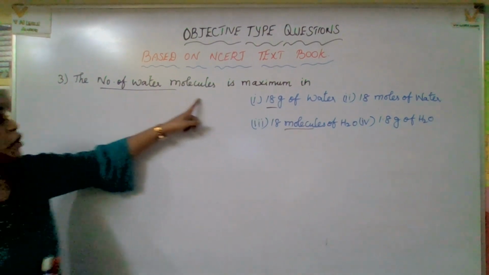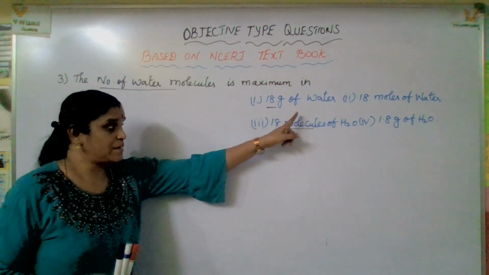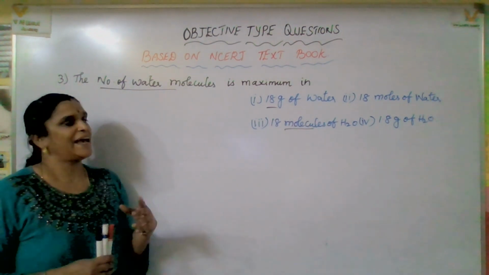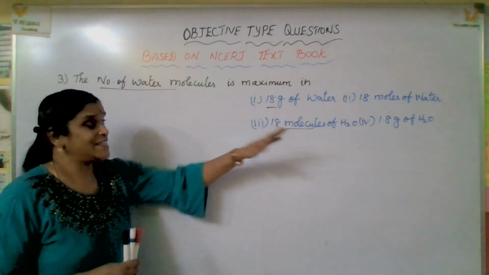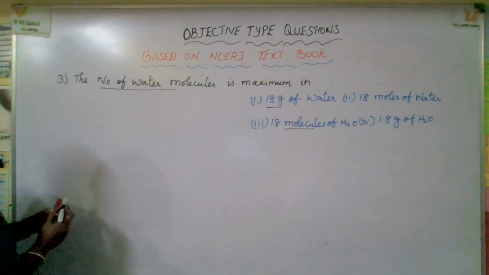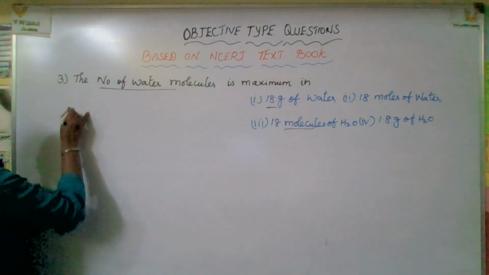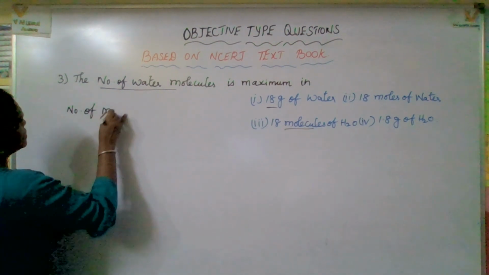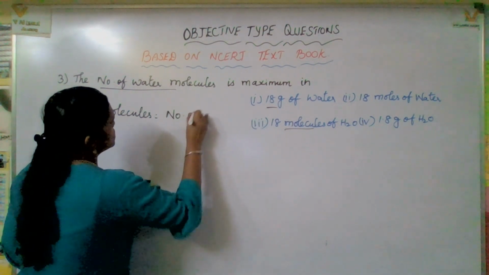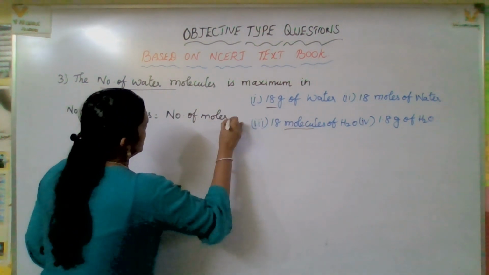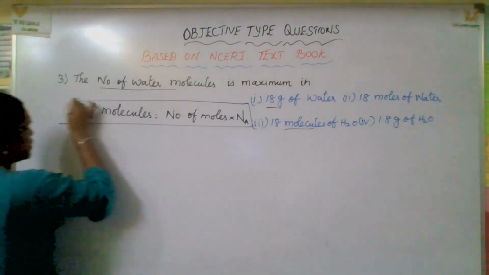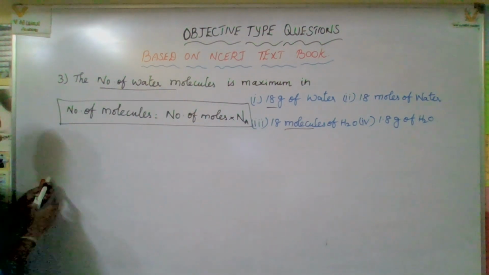The number of water molecules is maximum in 18 grams of water, 18 moles of water, 18 molecules of water, or 1.8 gram of water. Which is having the maximum number of water molecules? First and foremost, let us identify the formula for the number of molecules. Number of molecules equals number of moles into Avogadro number. This is the formula.